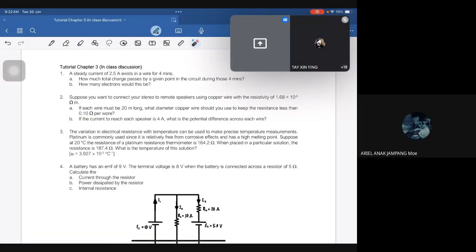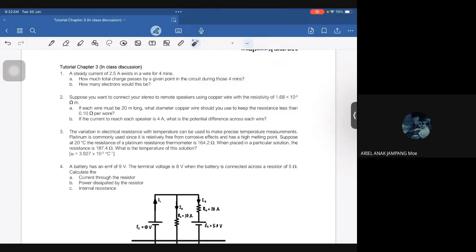Okay, so we are gonna do our in class discussion. So today we're gonna do about 7 questions lah sebab nanti for the second hour yang combine, baru kita masuk the questions 8 and the rest of the questions.